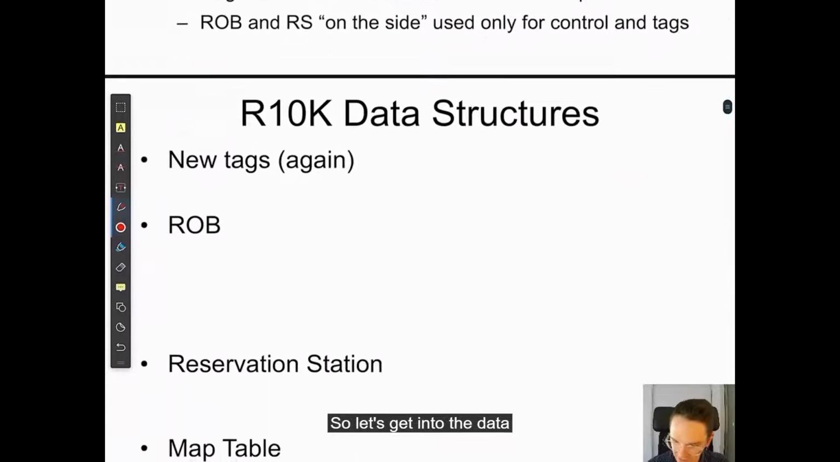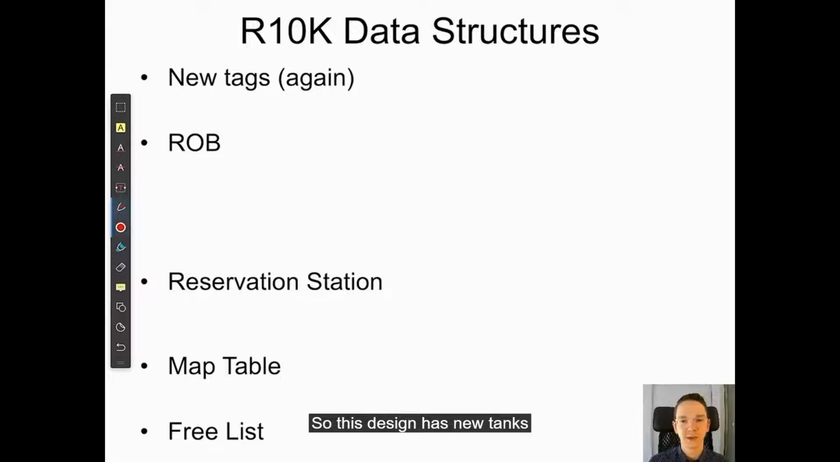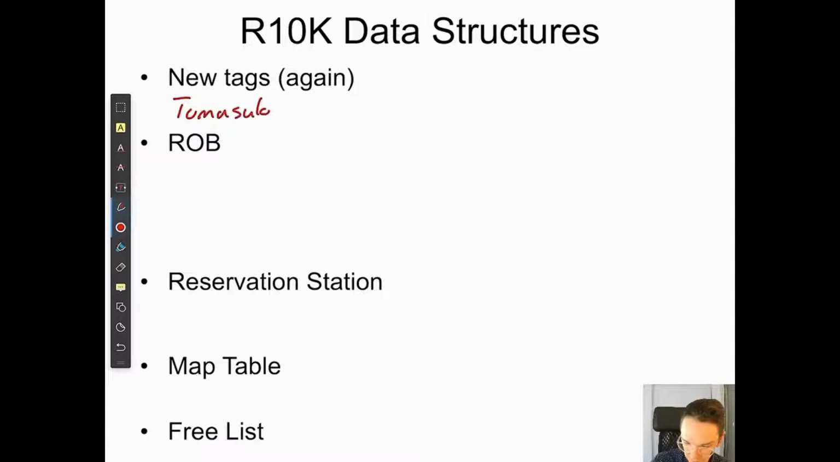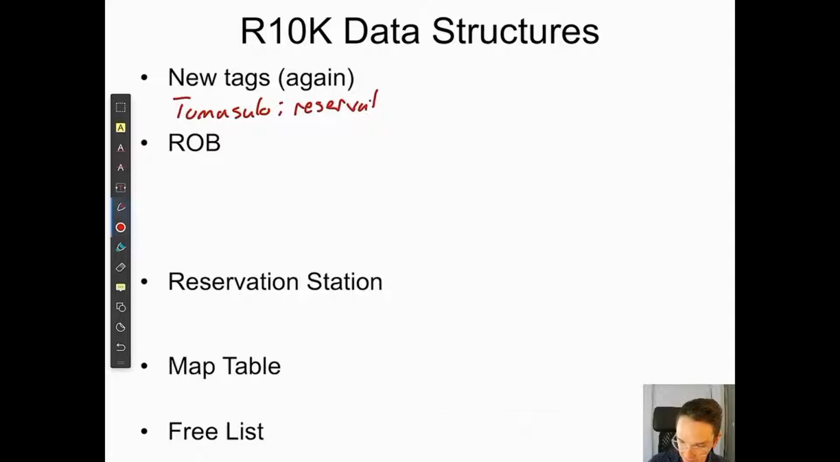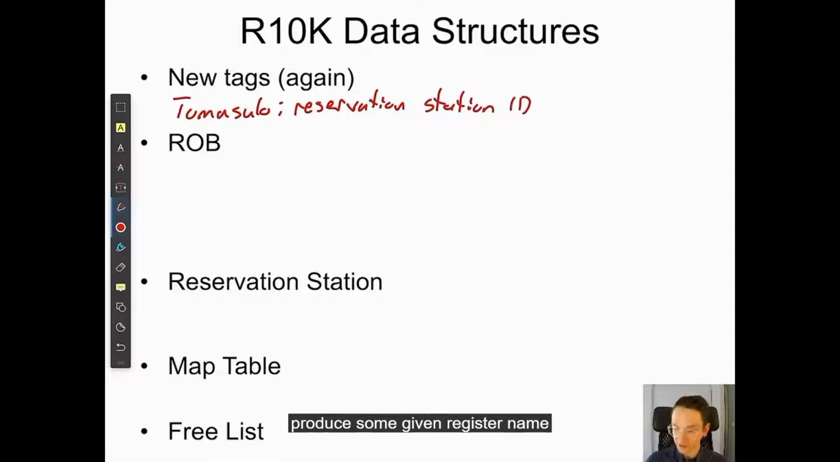So let's get into the data structures of the R10K. This design has new tags. Tags still map a register name to its physical location, but whereas in Tomasulo a tag represented the reservation station ID of an instruction that would produce some given register name, or 0 if the value was in the architectural register file, now, in the R10K design, the tags hold the physical register number in the physical register file.